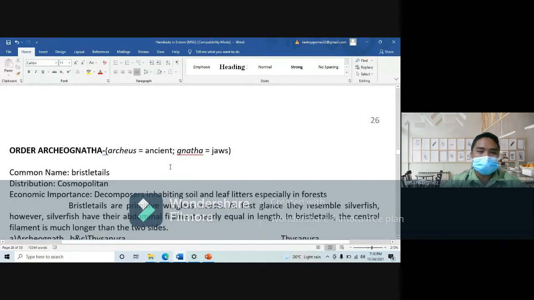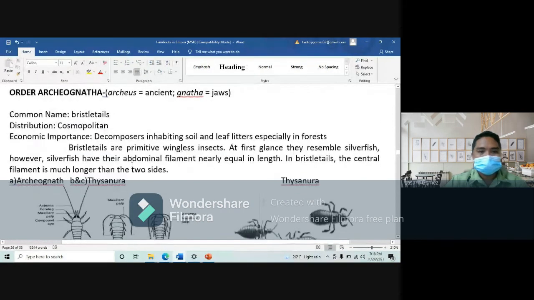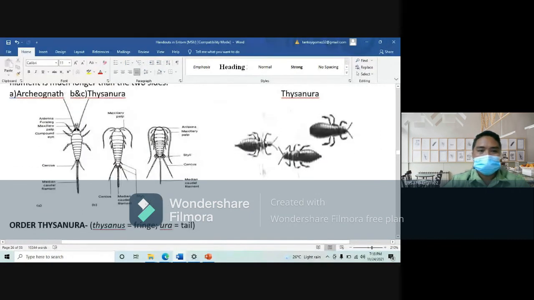The other order is what you call the Archaeognatha. Archaeus means ancient, while gnathos means jaws. Let's say for example the bristletails. The importance of this insect is that they are decomposers inhabiting soil and leaf litters, especially in forests. This is what we call Archaeognatha.